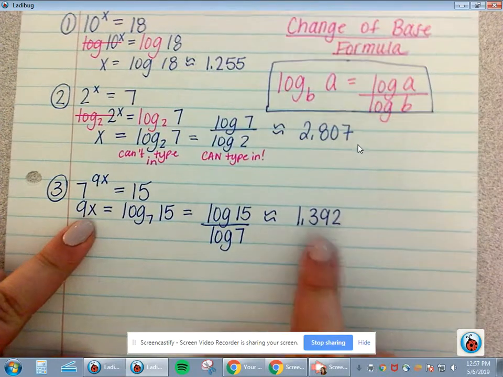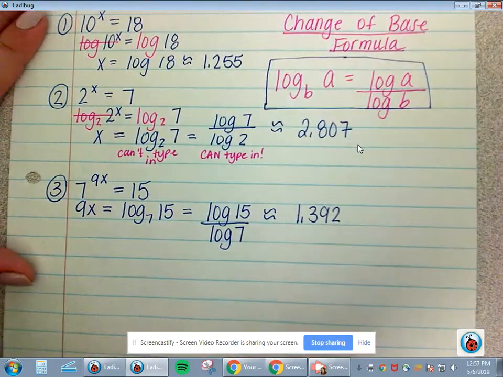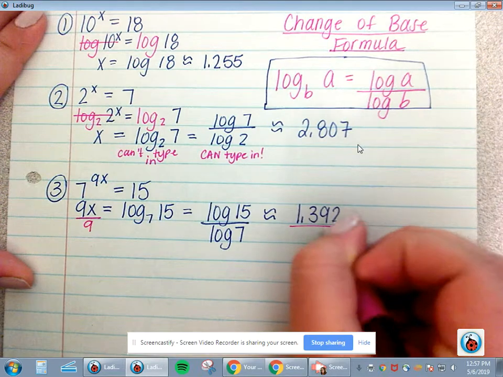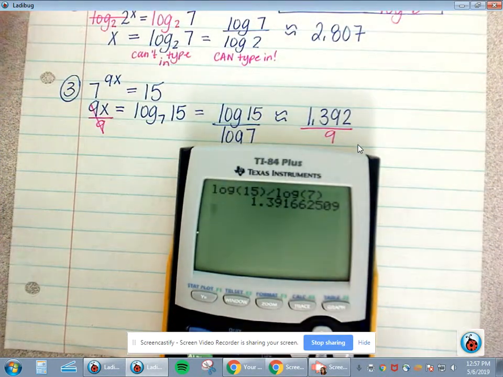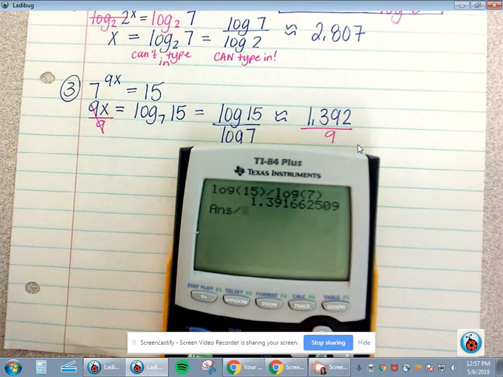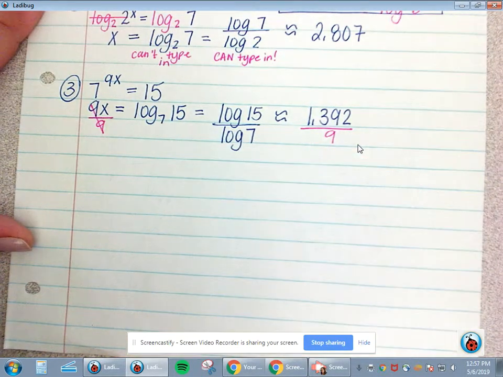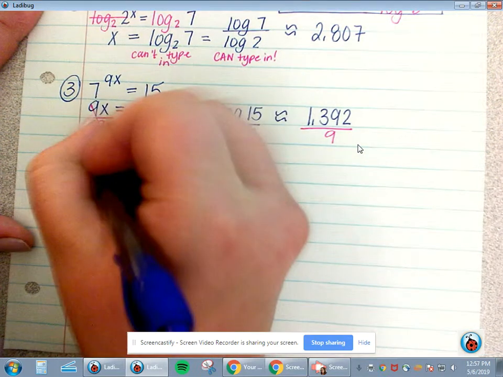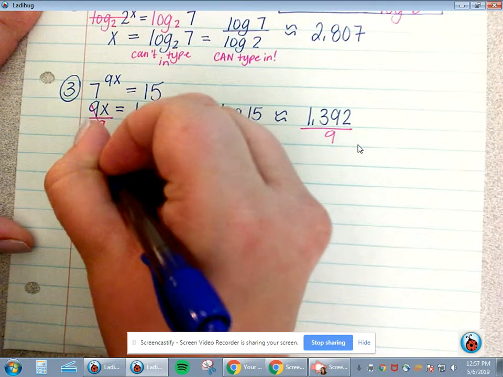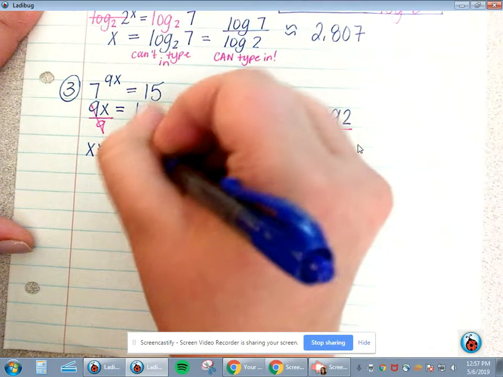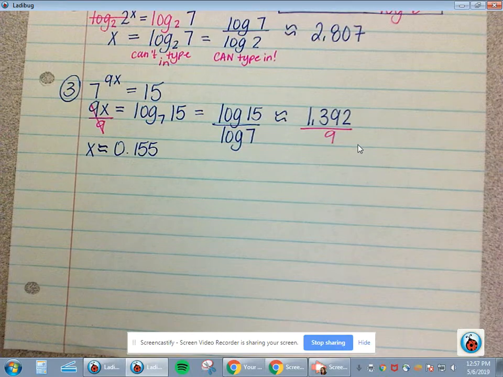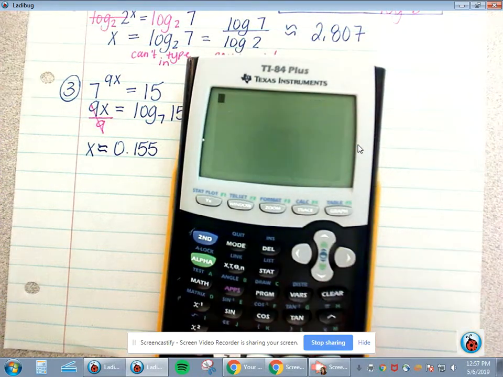So now I've got 9x is approximately 1.392, and I can divide 9 from both sides. And if you left your value sitting in the calculator and you didn't clear it out, then you can just say divide, and it'll know that you mean, hey, take my last answer and divide it by 9. I get 0.155. x is approximately equal to 0.155.